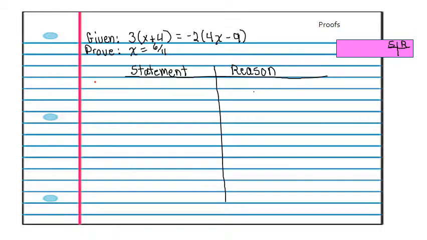So I'm going to start with the very first statement, and the first statement is always the easiest statement because it's always something that you've been given. So we're just going to write the original equation here.